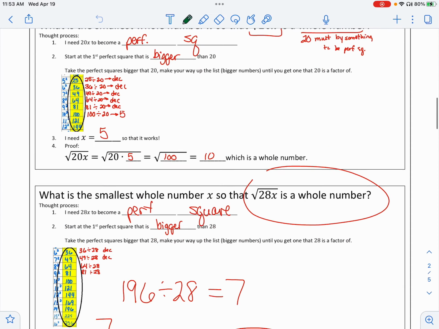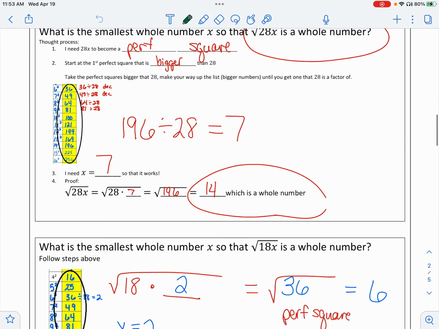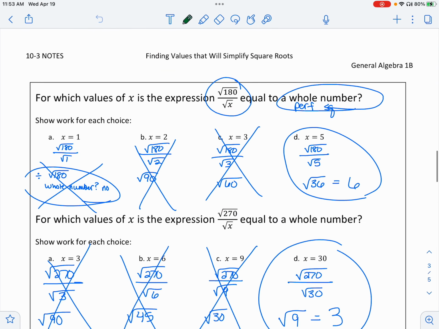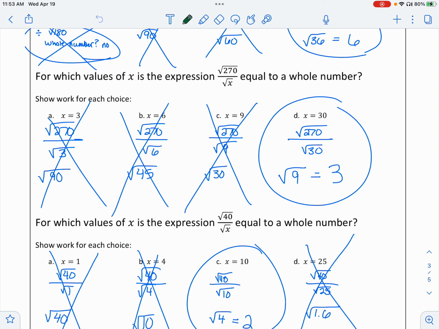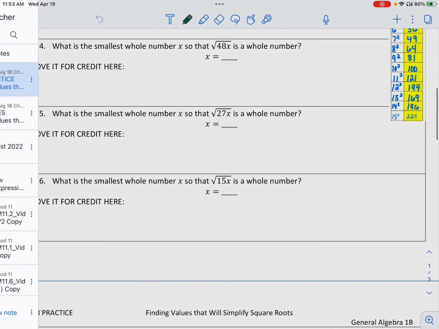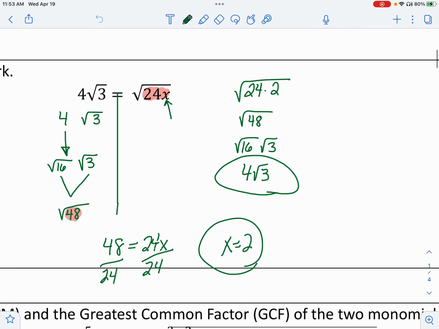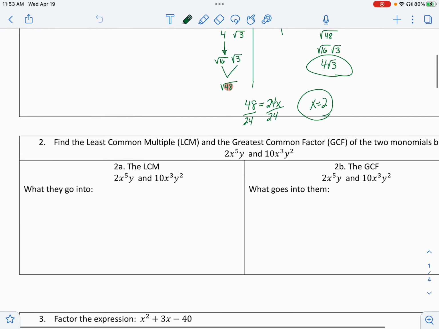So just remember that the Keystones are going to give you some multiple choice, kind of like this. So you can always plug those multiple choice items in. All right, back to our notes. So the value of x that satisfies that is x equals 2.